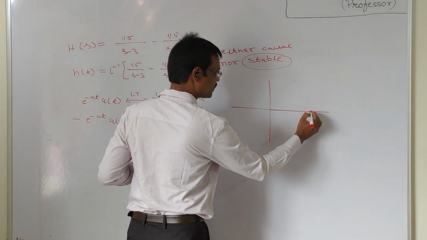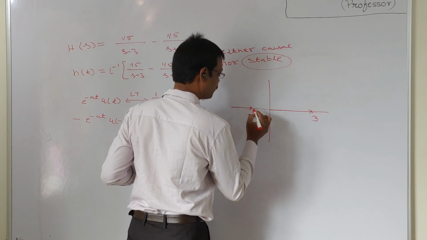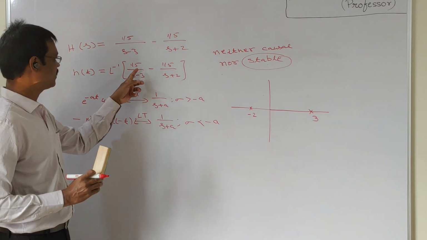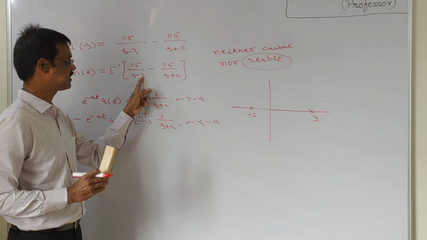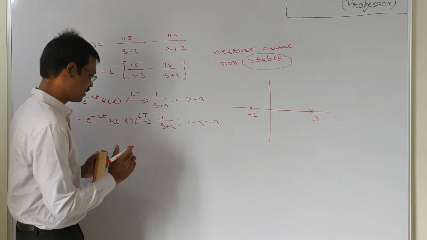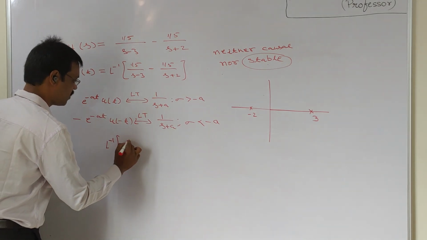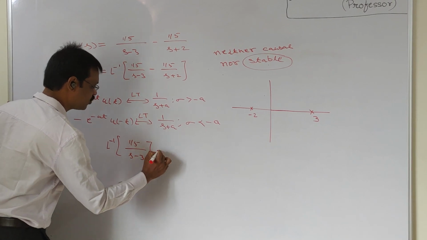At s is equal to 3, there is a pole. At s is equal to minus 2, there is a pole. First we find the inverse Laplace transform of 1 by 5 divided by s minus 3. What is the inverse Laplace transform? There are two possible answers.